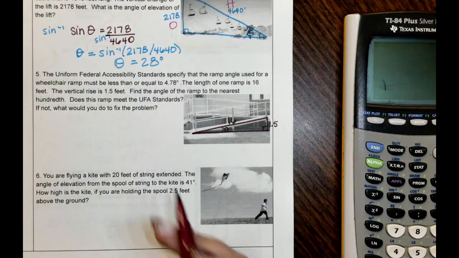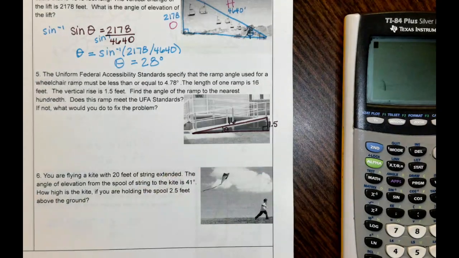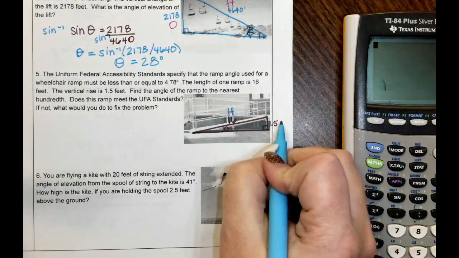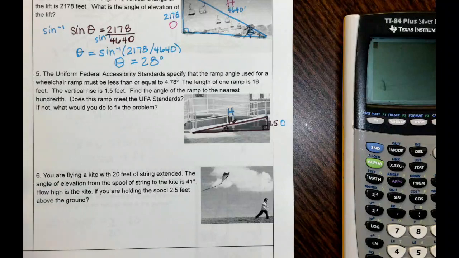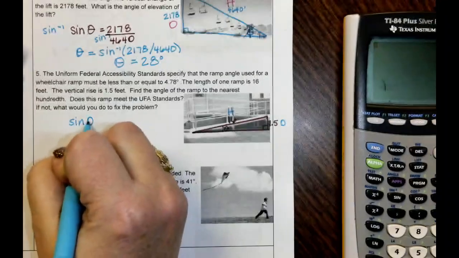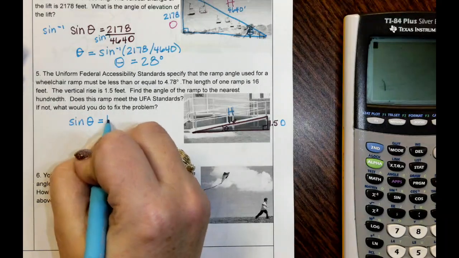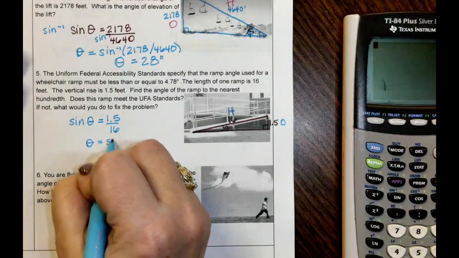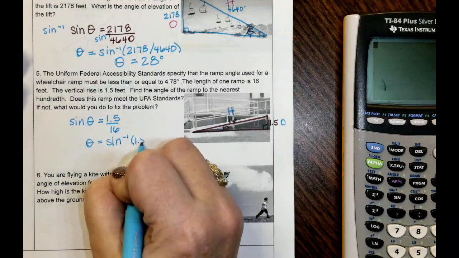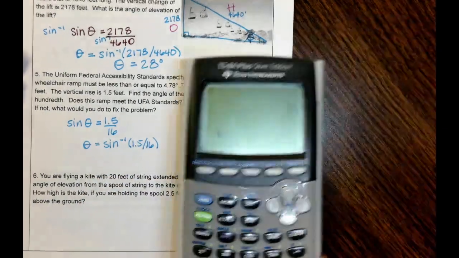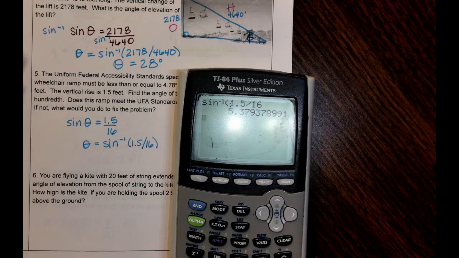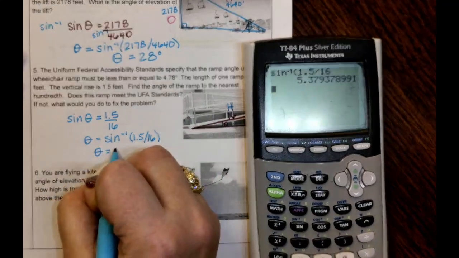So we're looking for the angle. We need to label our sides. So the 16 is the hypotenuse and the 1.5 is opposite. So we're going to use sine again. The sine of the angle, every time you set it up the same way, is equal to 1.5 divided by 16. So theta is equal to the inverse sine of 1.5 divided by 16. So we're going to type that in, inverse sine of 1.5 divided by 16. And we get 5.4 degrees. So theta is 5.4 degrees.